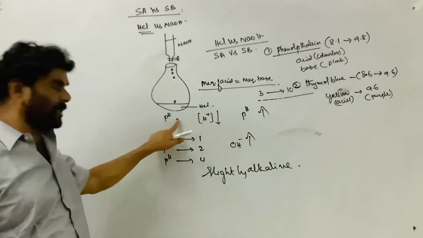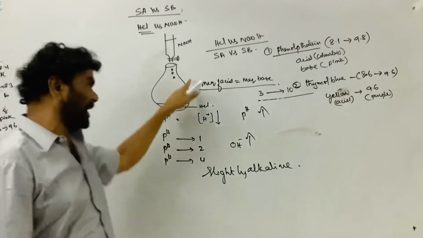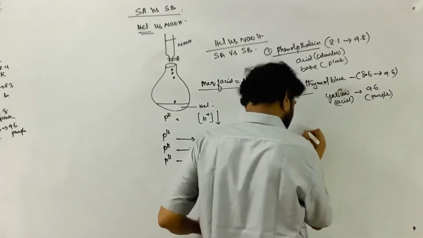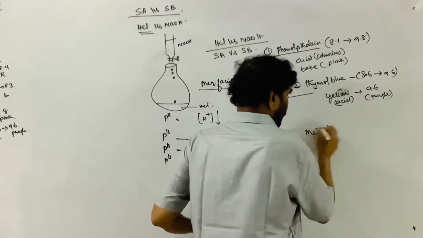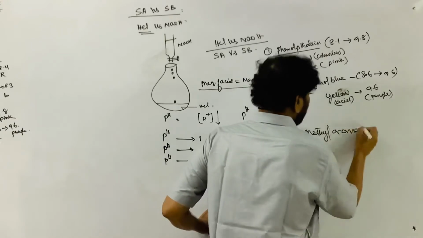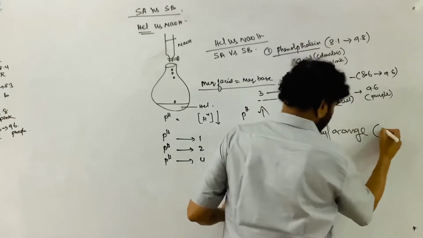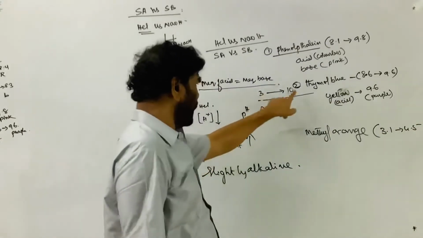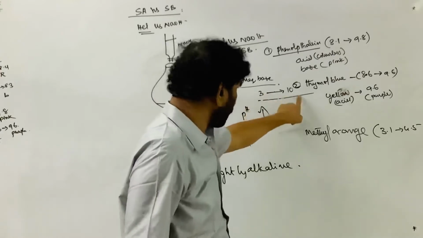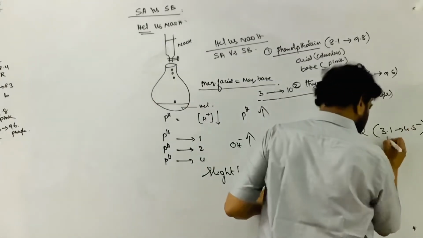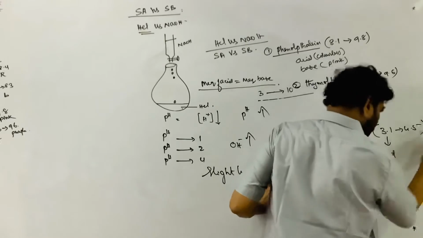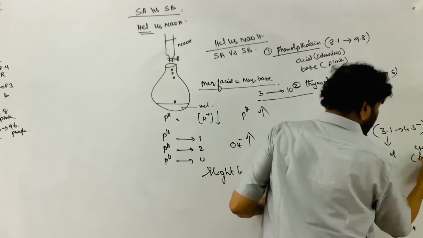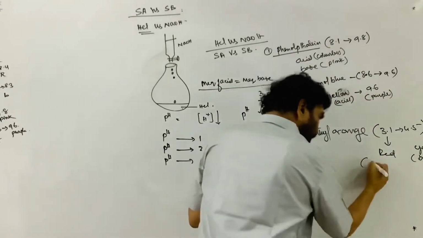You can also use methyl orange and methyl red, but the best indicators are these two. Methyl orange changes color between 3.1 and 4.5. Below this it is red, and after 4.5 it is yellow. So in base it is yellow color, and in acid it is red color.